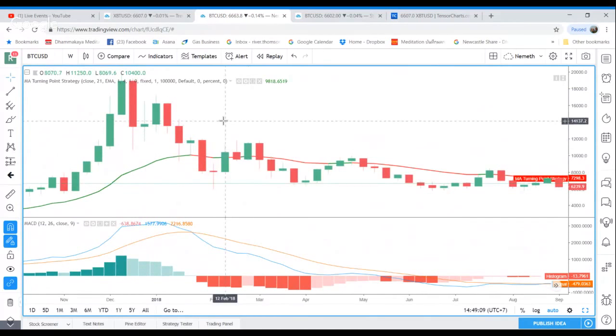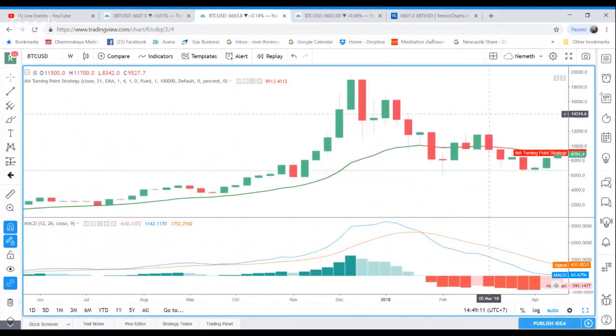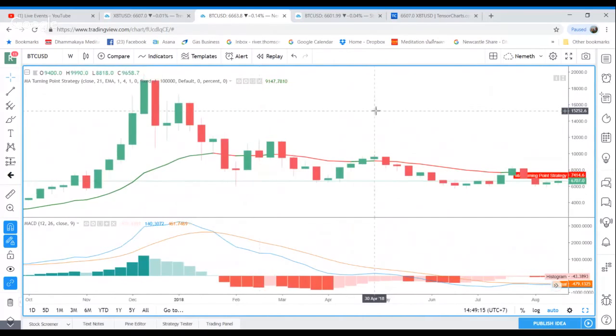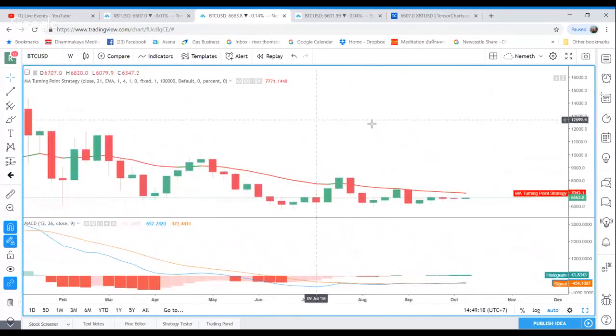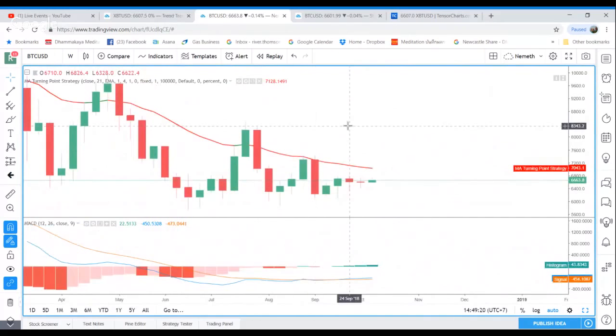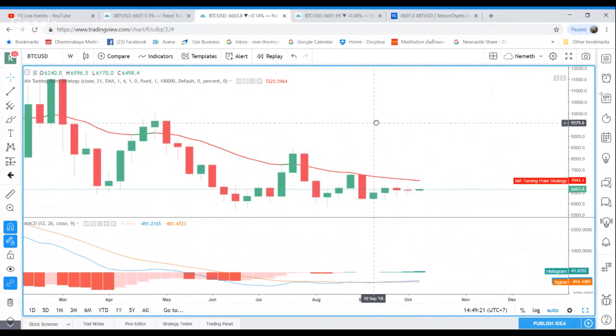Okay, so this is the weekly chart. And now you're seeing a little bit more changes in color. Red, green, red, green. Currently green, but below the 21 EMA, which is sloping downwards. So with a 21 EMA which is sloping downwards, you would only be looking to short. And 21 EMA is at 7043.